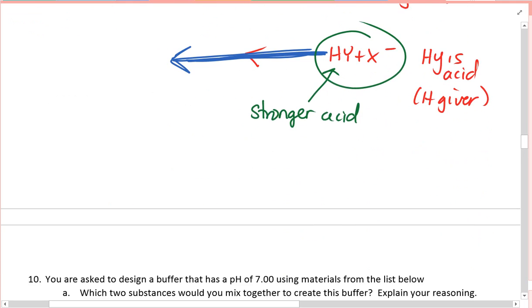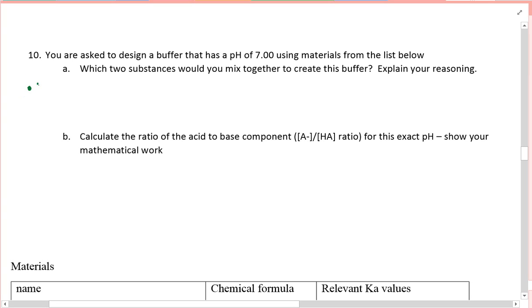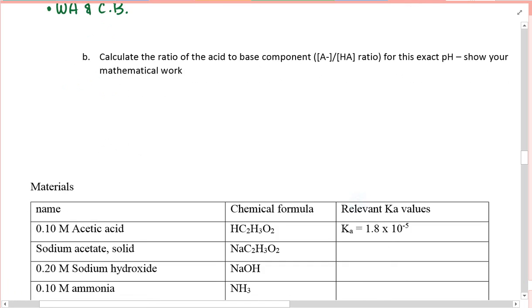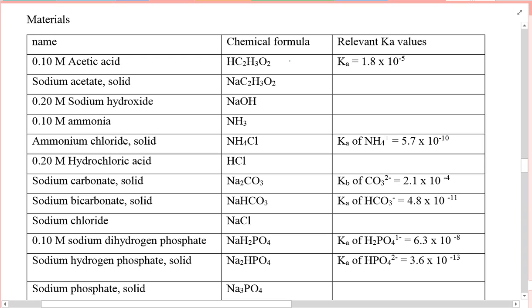All right, so last one in this video, let's take a look at buffers here. So you're asked to design a buffer that has a pH of 7 using materials from the list below. So first thing, which substances would you mix together to create this buffer, and what's your reasoning? So when we're looking for a buffer, we need to be looking for two things. One thing is you need to have a weak acid and the conjugate base. If we scroll down, look at this list though, there are plenty of combinations of weak acid and conjugate base.